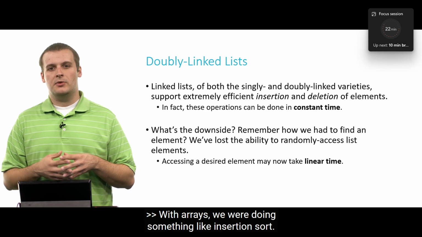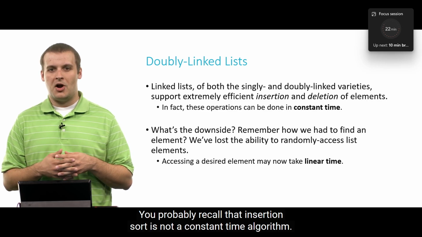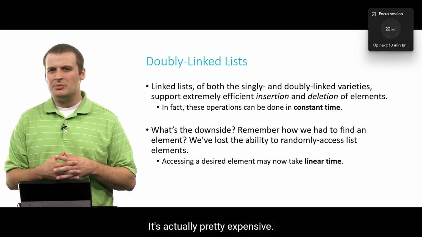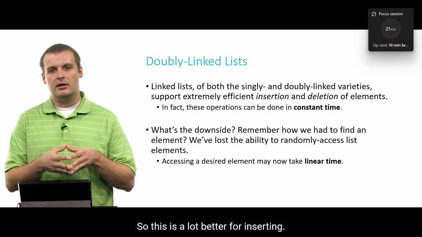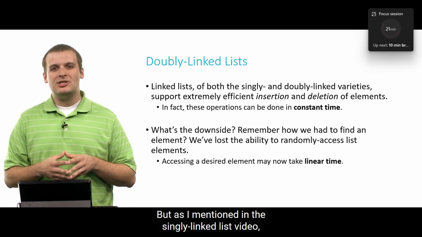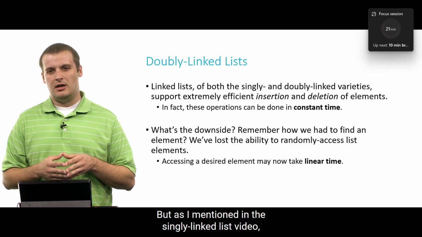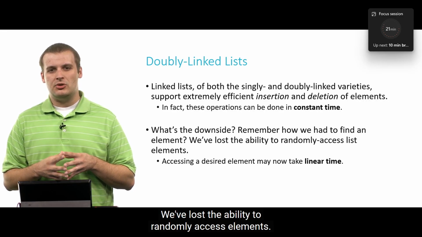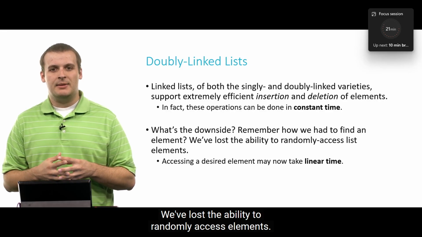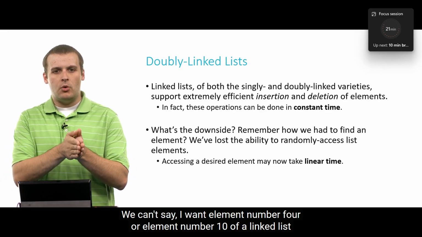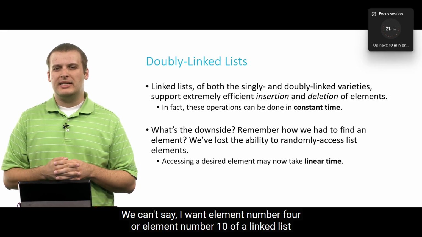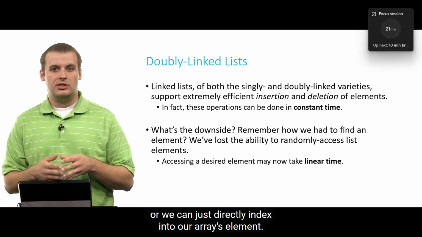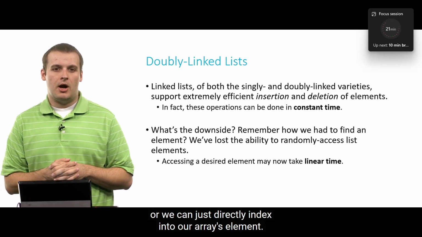With arrays, if we're doing something like insertion sort, you probably recall that insertion sort is not a constant time algorithm. It's actually pretty expensive. So this is a lot better for inserting. But as I mentioned in the singly linked list video, we've got a downside here too, right? We've lost the ability to randomly access elements. We can't say I want element number 4 or element number 10 of a linked list the same way that we can do that with an array, where we can just directly index into our array's elements.